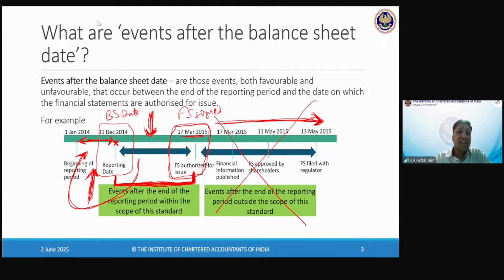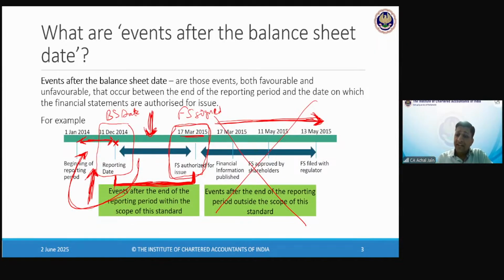And what are non-adjusting events? Those are the events which occur after the balance sheet date, but you will not have to record them. Means you will not be required to recognize them in the reporting year. In respect of non-adjusting events, only a disclosure in the financial statements will be required. That will be good enough. So that's how you need to look into it.